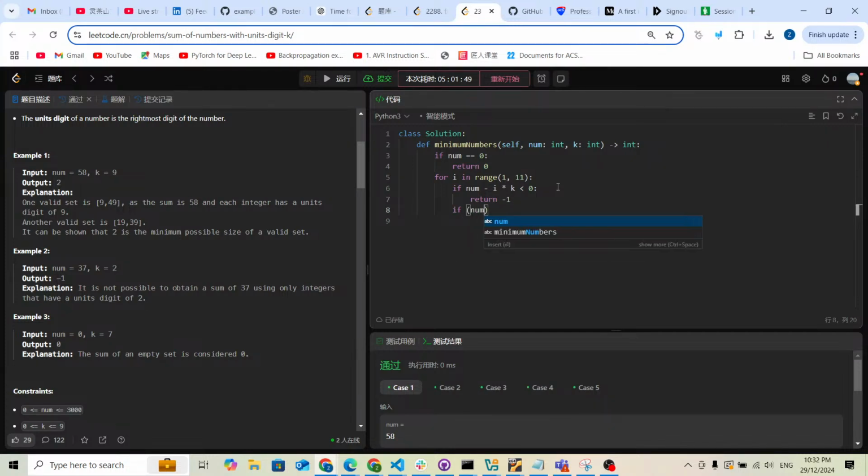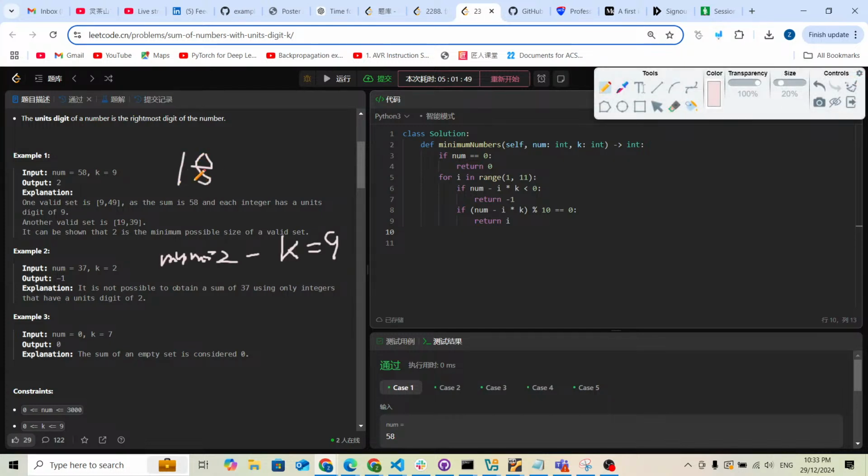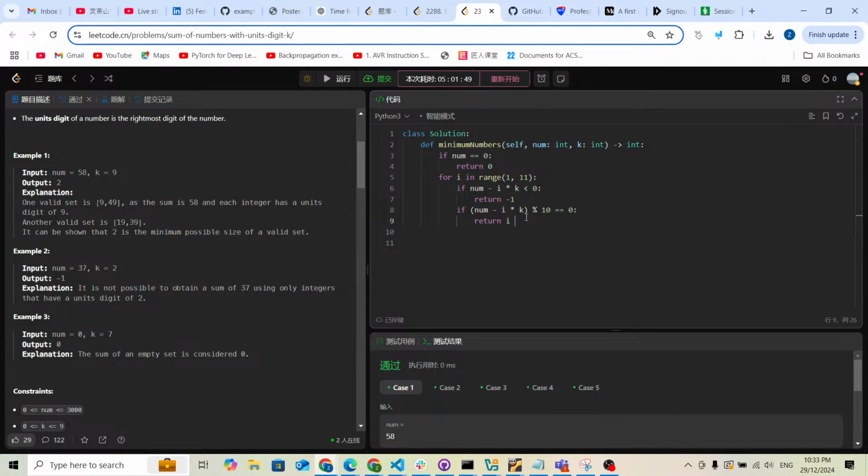Now we check if num minus i times k is not less than 0 and if it is modulo 10 equal to 0. This means we return i. i means how many numbers. If i equals 1, it means just one number. If i equals 2, it is the second case, because 2 times 9 is 18. If we find 18, the unit digit is 8, it means we've already solved the problem. That is why we return i.